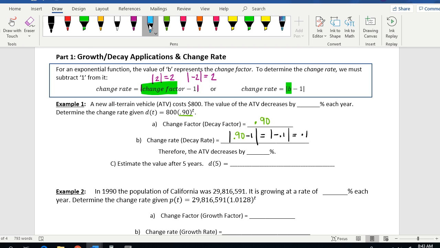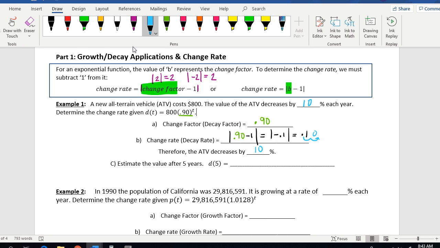I actually want to find the percent, and to find a percent from a decimal, you either move the decimal 2 places to the right or you multiply it by 100. So I'm going to move it 2 places to the right. So this is actually 10%. So the ATV is decreasing by 10% each year.